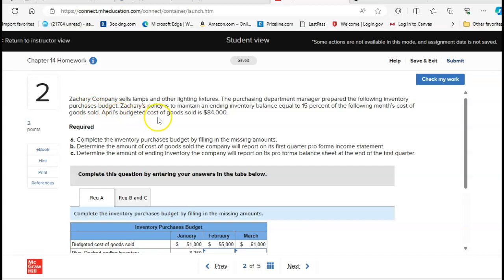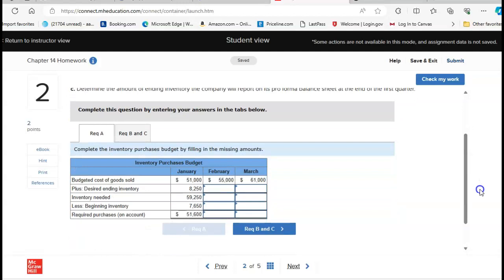April's budgeted cost of goods sold is $84,000. So we'll need the April cost of goods sold information to determine the ending inventory for the month of March. Okay? So let's take a look to see what we have. First, they've already done January. So we have the January budget cost of goods sold, the desired ending inventory. Add those together to get the inventory needed. Subtract out your beginning inventory to get the required purchases on account.